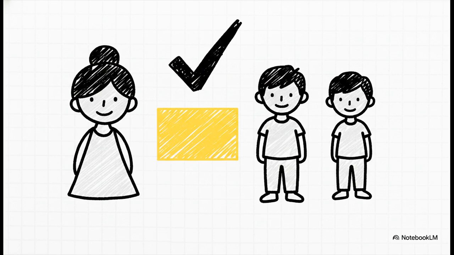The answer is Anna ke bete. Did you get it right? Because sons, or bete, is masculine plural, the postposition absolutely has to match it. So ka becomes ke. Anna ke bete.